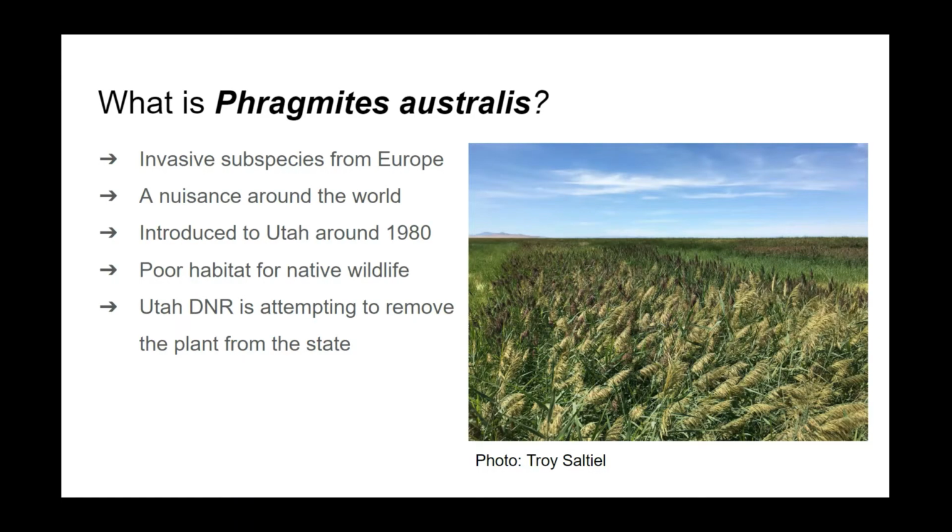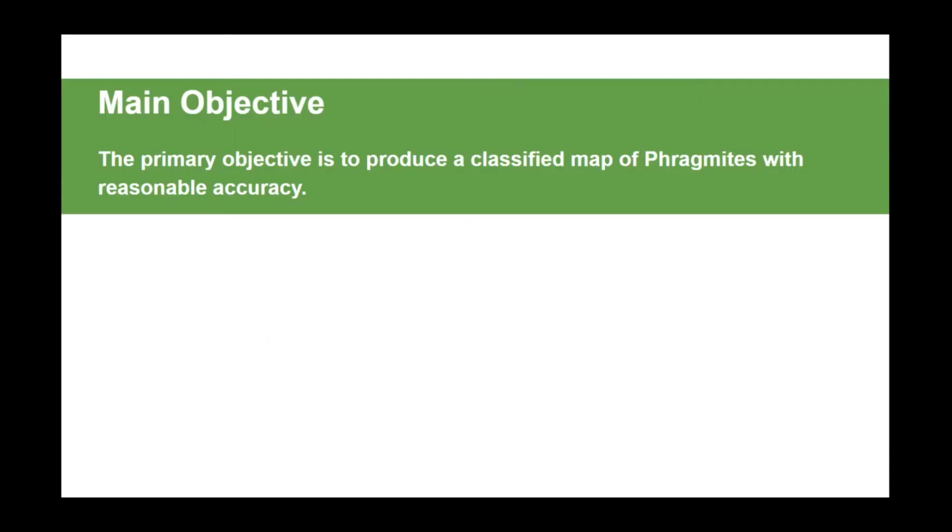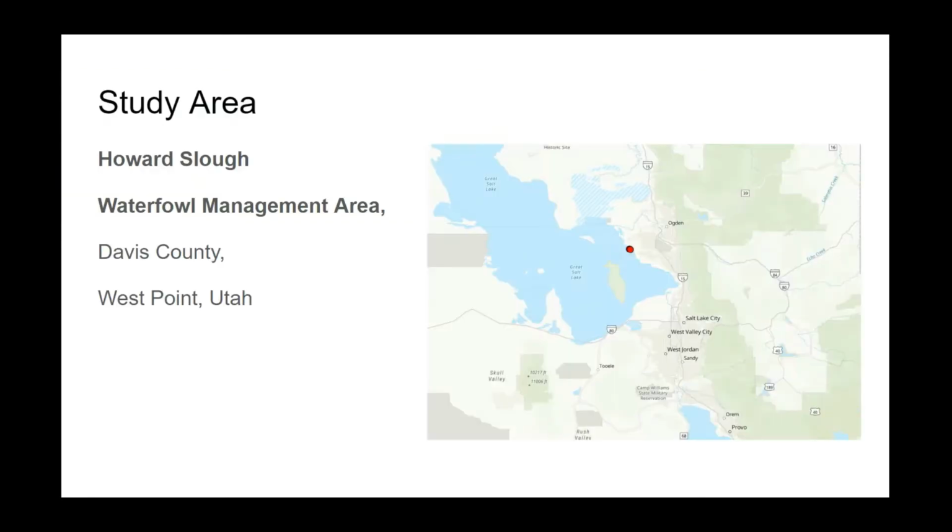Phragmites australis is an invasive subspecies from Europe. It's a nuisance around the world and was introduced to Utah around 1980. It's a poor habitat for native wildlife, and the Utah Department of Natural Resources is attempting to remove the plant from the state. Our primary objective is to produce a classified map of Phragmites with reasonable accuracy.